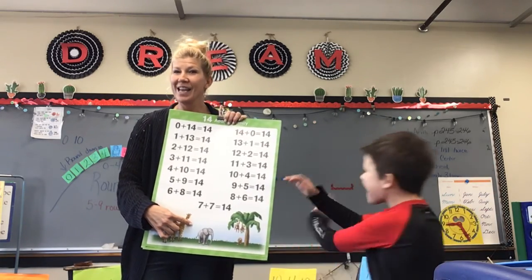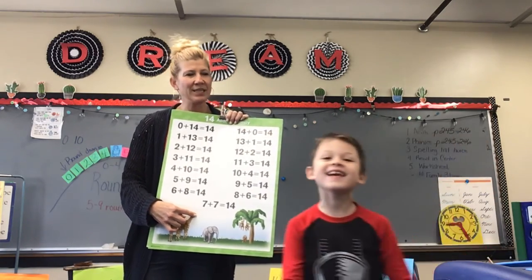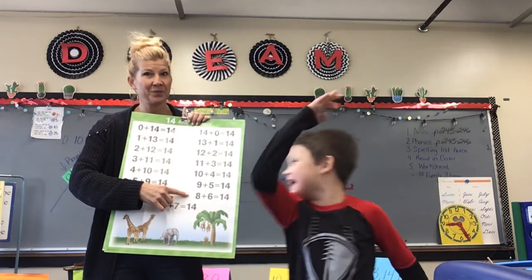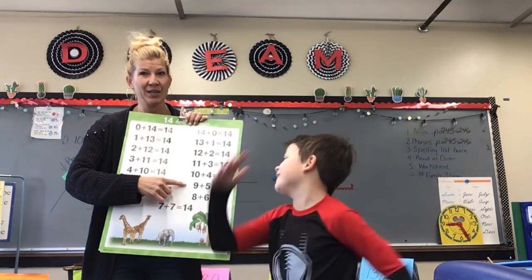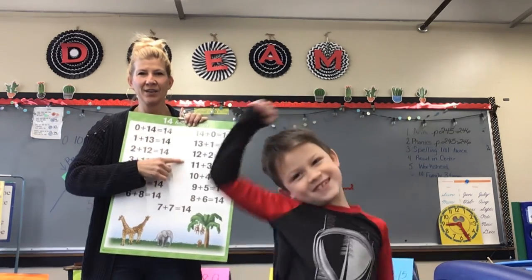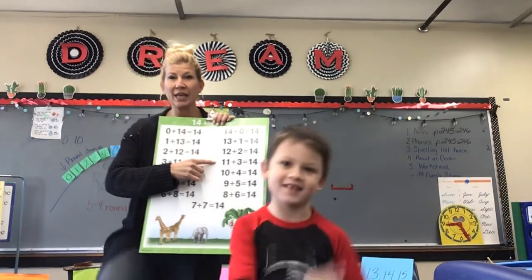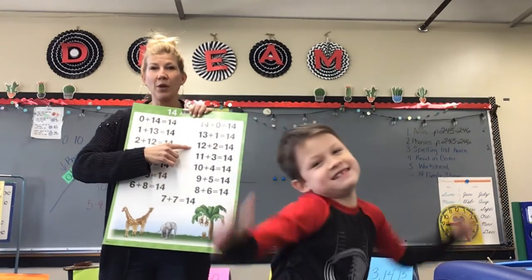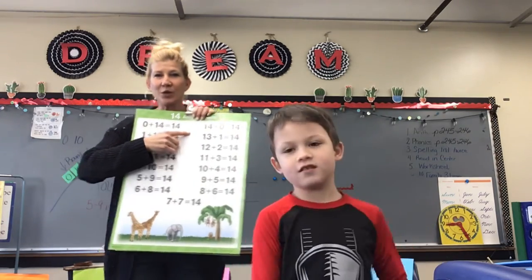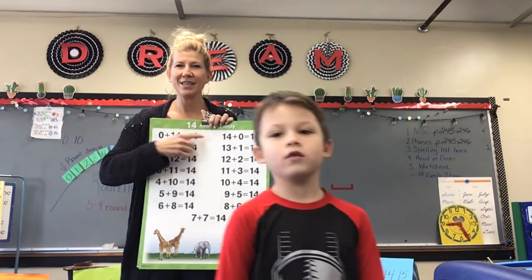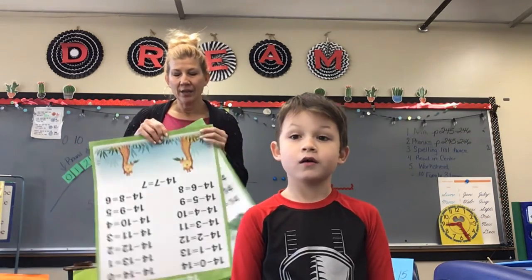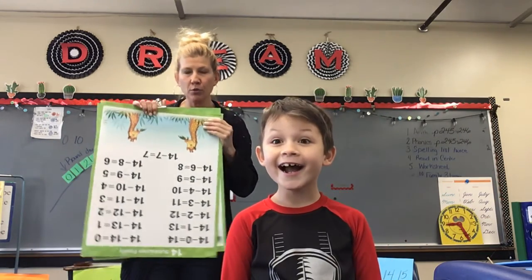What should you say? 7 plus 7 equals 14. Say it, Ben. 8 plus 6 equals 14. 9 plus 5 equals 14. 10 plus 4 equals 14. 11 plus 3 equals 14. 12 plus 2 equals 14. 13 plus 1 equals 14. And last one, 14 plus 0 equals 14. Good. Now, we are going to add on 2 more families.